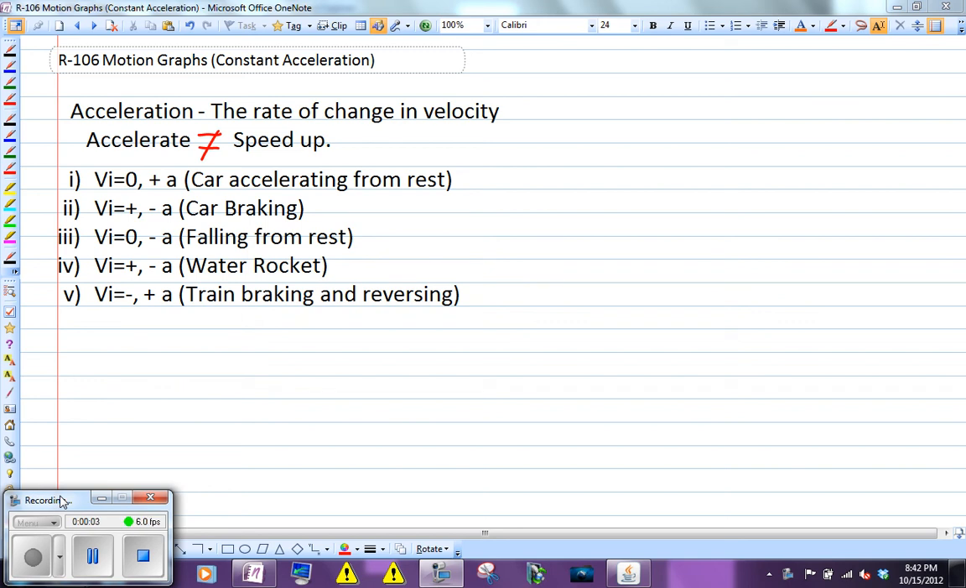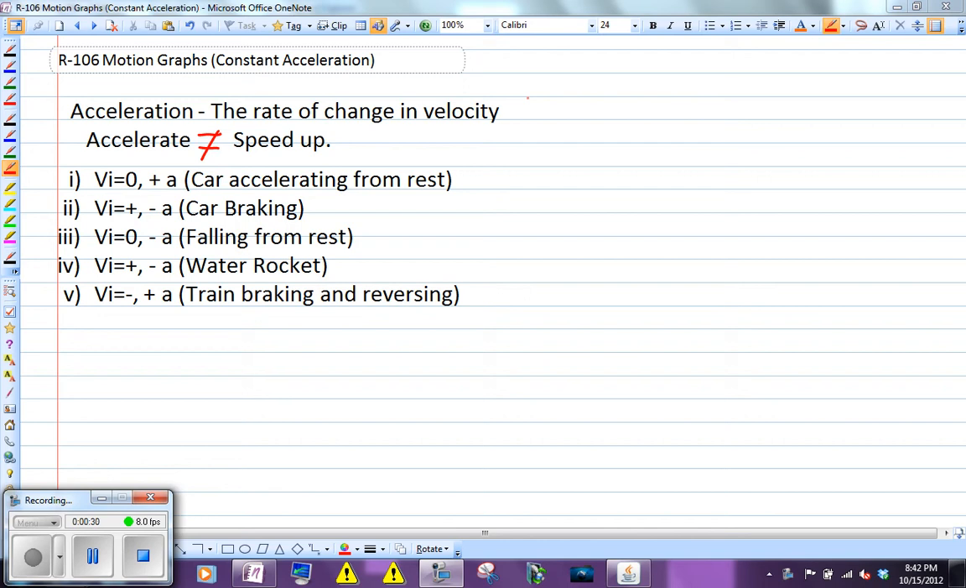So last time we talked about motion graphs, mostly position time graphs, but also velocity time graphs when an object was moving at a constant velocity. Well, now we want to talk about what happens if that velocity is changing, or if it's accelerating. So one thing we want to get straight is, what does it actually mean to accelerate? And I like to define acceleration as the rate of change in velocity.